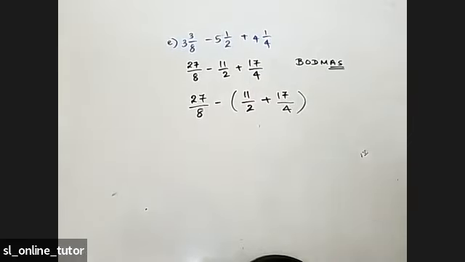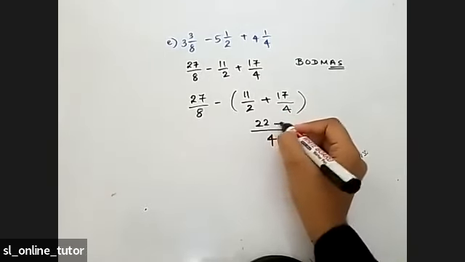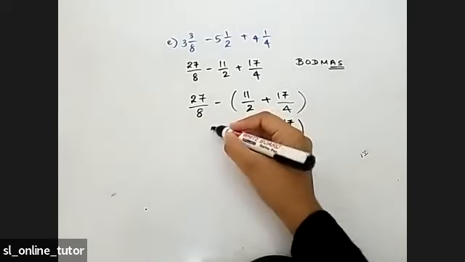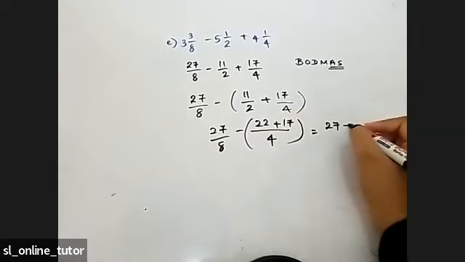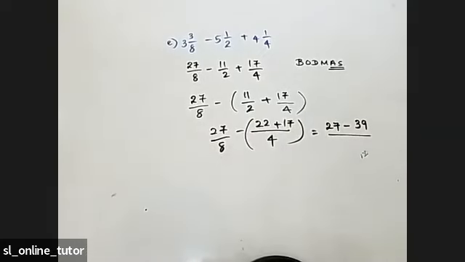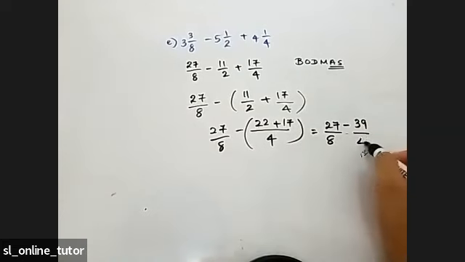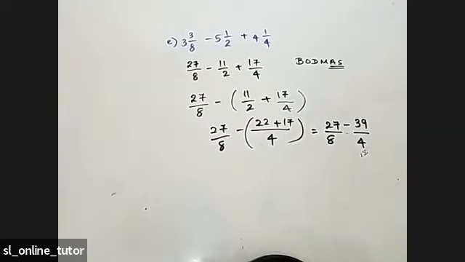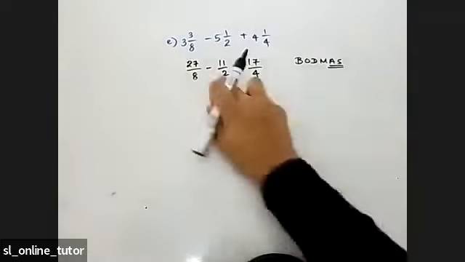Okay, right. Now common denominator is 4. 11 times 2 means 22. What do you get? 22 plus 17. 39 upon 8 and upon 4. Wait. Negative part is there. I think we did a mistake here a little bit. This is minus.